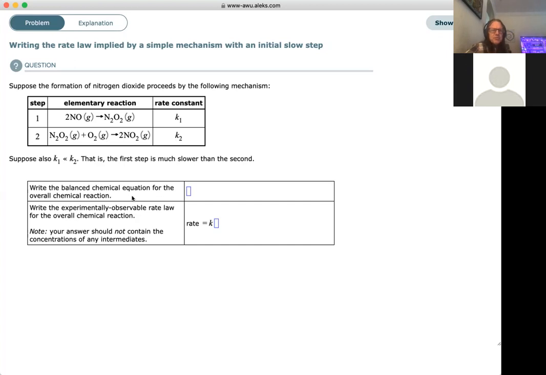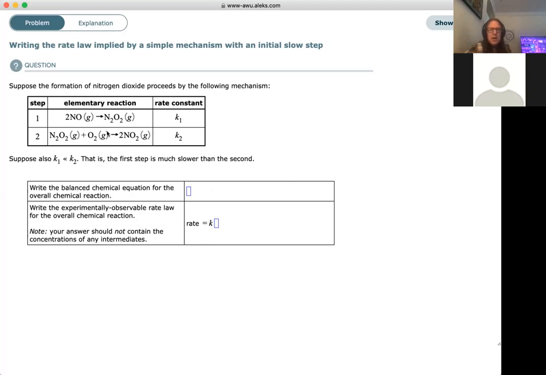So what they want you to do is to write the overall equation. We know how to do that. You just combine those together. But they want you to write the rate law for essentially the rate limiting step, the rate determining step. Is that what they say? Write the experimentally observable rate law for the overall, okay? It should not contain concentrations of any intermediates. Okay, that's a little issue there.